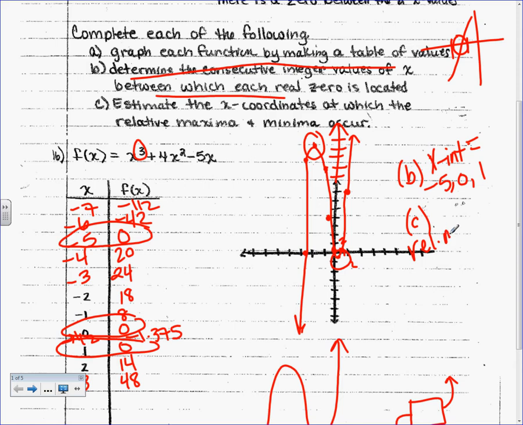So, relative max, I'm just going to give the ordered pair even though they just asked for the x value. The relative max is at -3, 24. And the relative min is at 1/2, -1.375. And that is a guess because maybe that's not the exact highest peak, but as far as our t-table goes, it's pretty good.